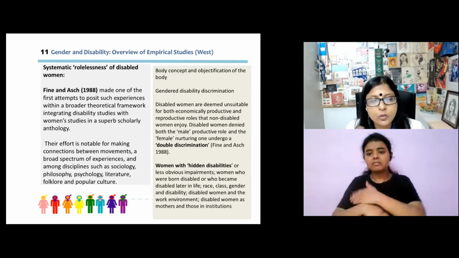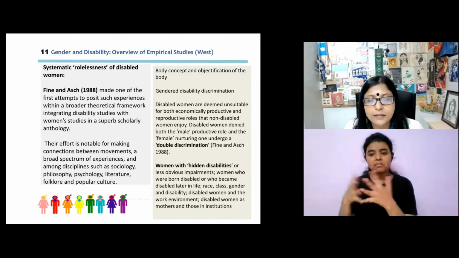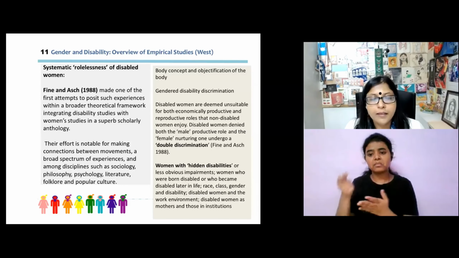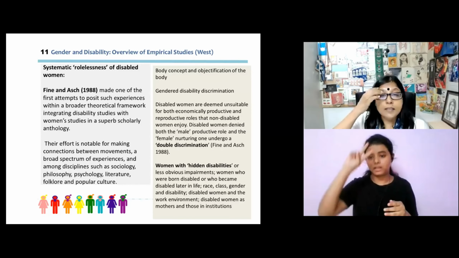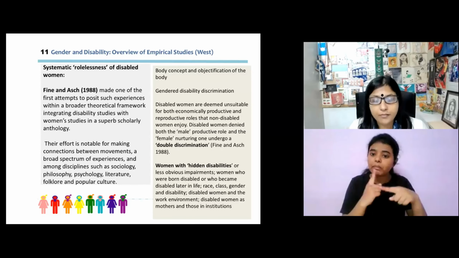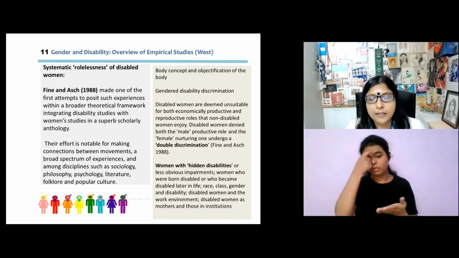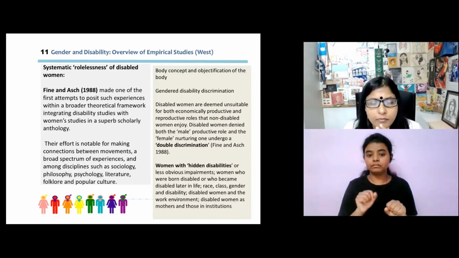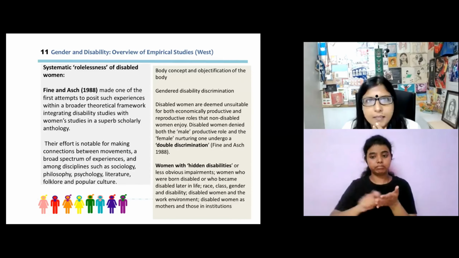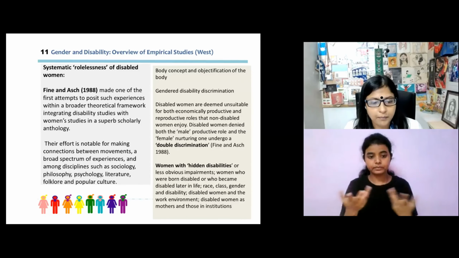So they said that the social oppression of being a woman in a sexist society and being disabled in an ableist society is a double disadvantage. Now, this oppression led to a negative self-image and a systematic rolelessness. They were also the first ones to write about women with hidden disabilities or less obvious impairments.